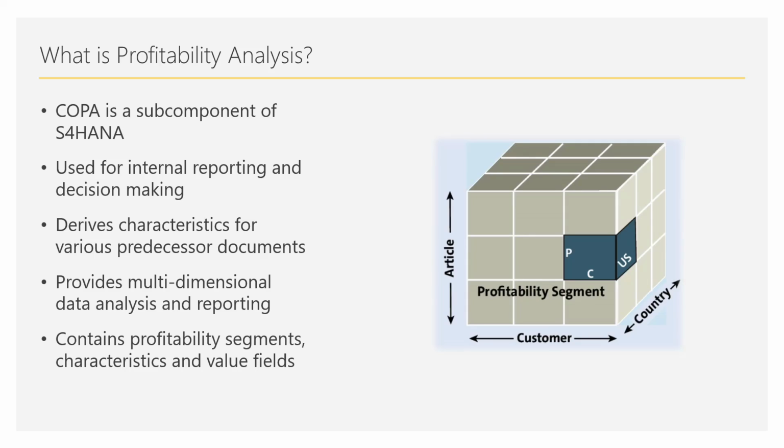But if you go to profitability analysis, I can see a multi-dimensional report, like how you see on the screen: against a particular article or material, against this particular customer and this country, what are the different transactions posted? And in that, what is the total sales value? What is the total discount value? What is the total tax value? So this kind of values at multiple dimensions can be derived in COPA. So this is called multi-dimensional reporting.